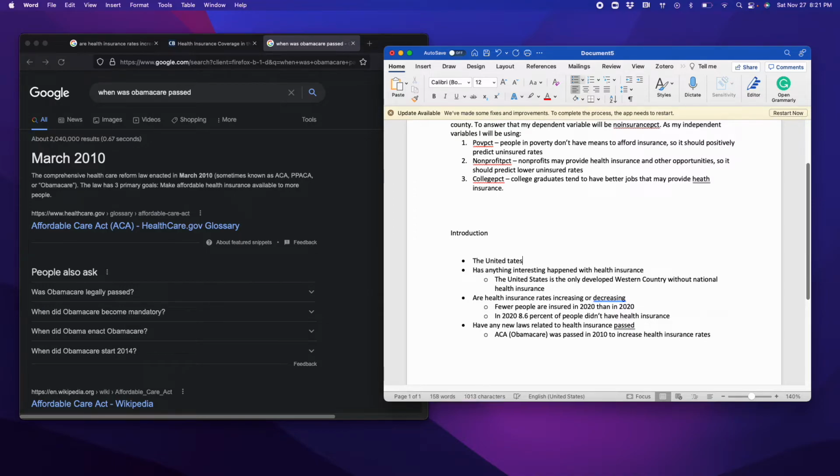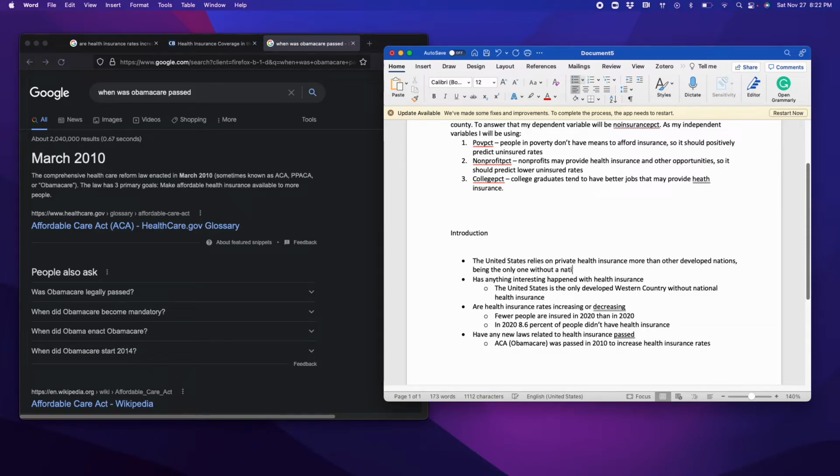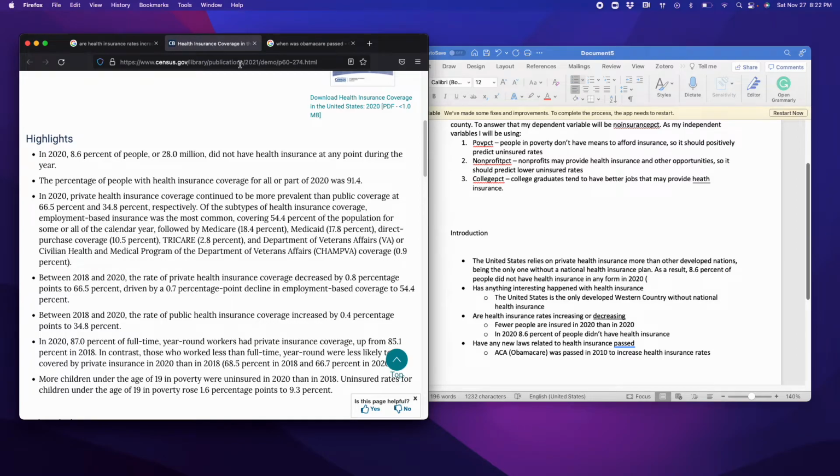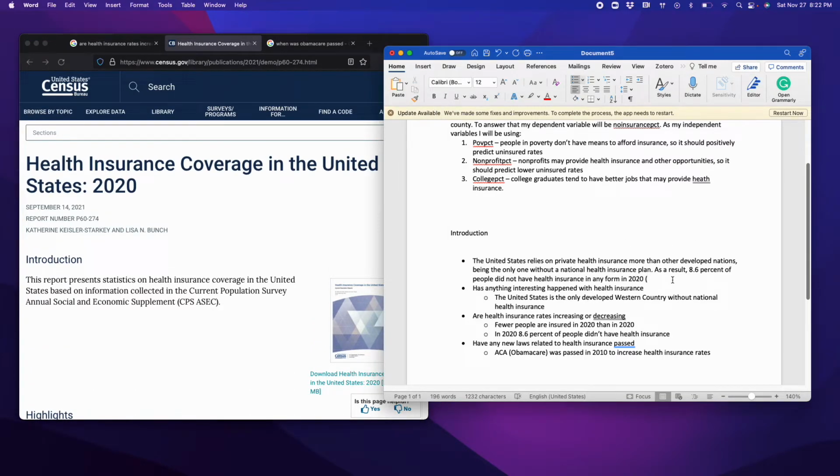So the United States relies on private health insurance more than other developed nations, being the only one without a national insurance plan. As a result, 8.6% of people did not have health insurance in any form in 2020. And I will want to cite this as the census. And this is a report from 2021. And I'll want to get the full information for my citation at the end.